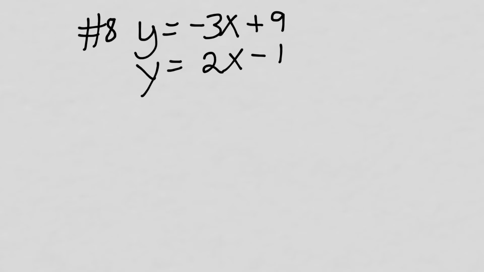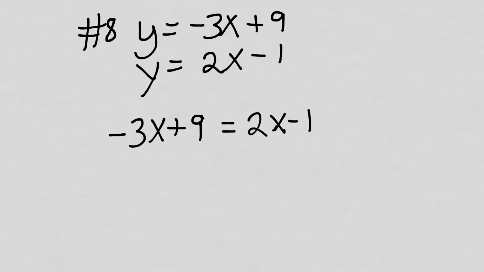Alrighty, we're on number 8. Y equals negative 3x plus 9. Y equals 2x minus 1. We're still under the instructions to use substitution. Alright, so I'm going to go ahead and write the first one down. Minus 3x plus 9. And I hope by now that you see that for the y, you substitute in the 2x minus 1 in the second equation.